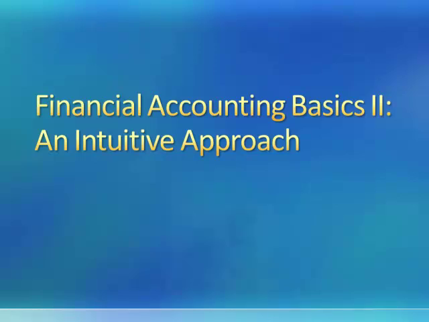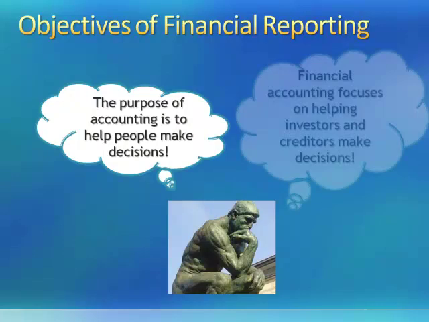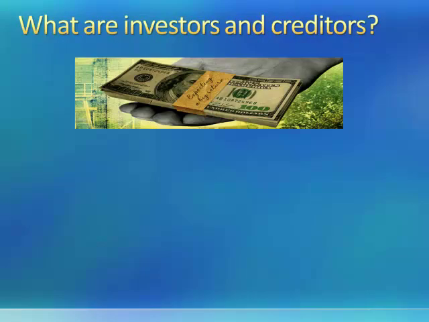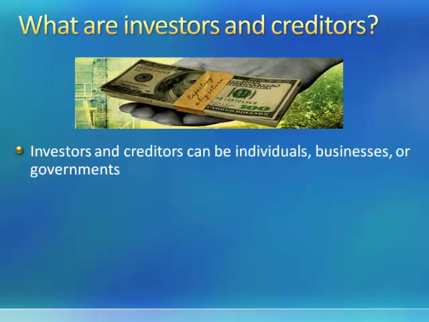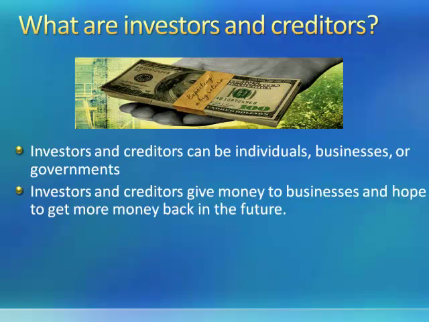Let's get started. We know from our prior modules that the purpose of accounting is to help people make decisions, and the purpose of financial accounting is helping investors and creditors make decisions. Let's take a closer look at investors and creditors. Investors and creditors can be individuals, businesses, or governments. Investors and creditors give money to businesses and hope to get more money back in the future. Creditors lend money. Investors are owners of the business.